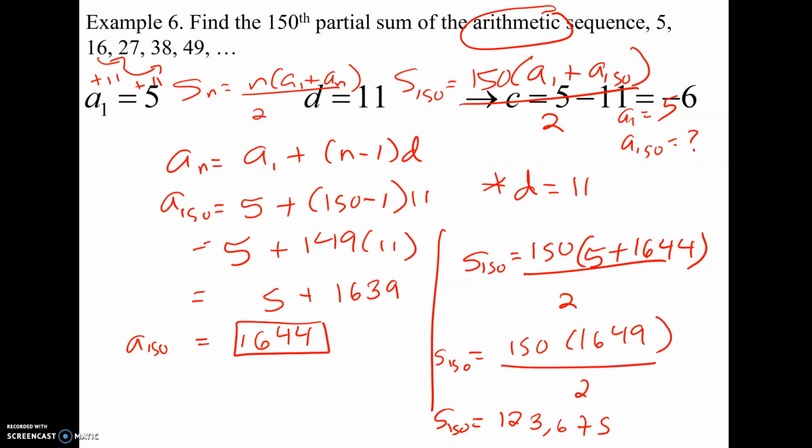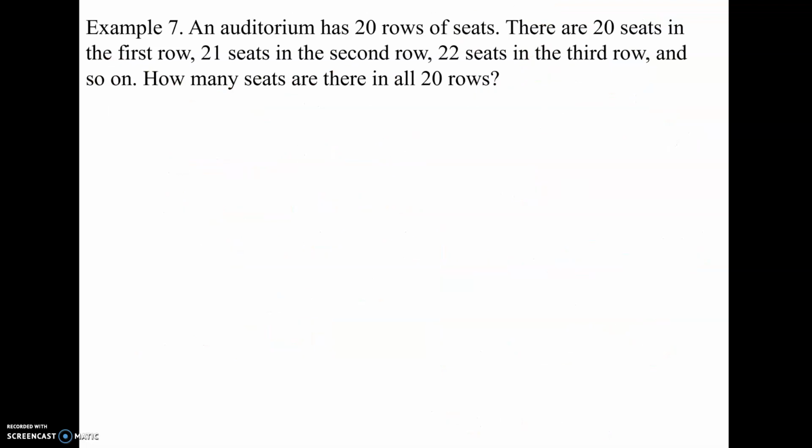Okay, last example. I have an auditorium that has 20 rows of seats. There are 20 seats in the first row, 21 seats in the second row, 22 in the third row, and so on and so forth. How many seats are in all 20 rows? Last one. Okay, so they want to know how many seats there are altogether. So they want to know what S sub 20 is.